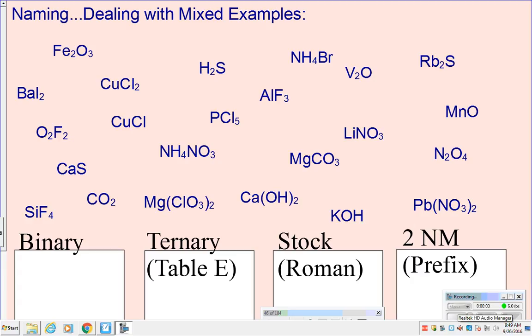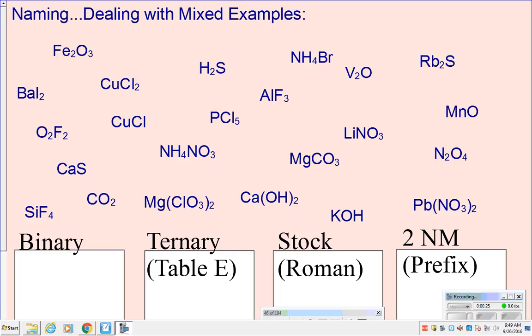Mixed examples. What I mean by this is typically when you have to name or write a formula for a compound, you're not told if you're following the binary ionic rules or the ternary rules. So really today what we're going to look at is a lot of sorting. When you look at these compounds, think about how you would know if you're going to use table E, if you're going to use a Roman numeral, etc.